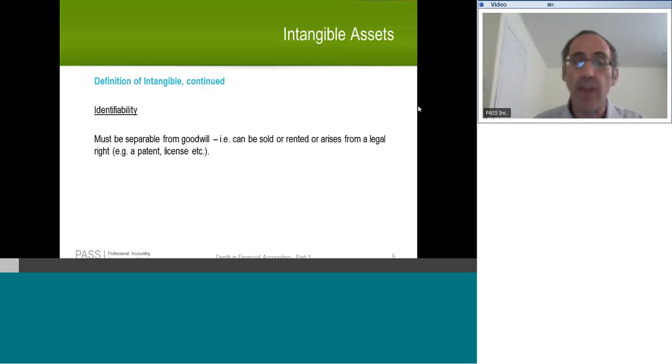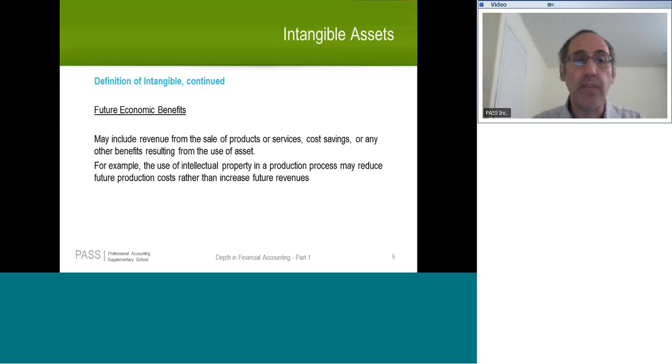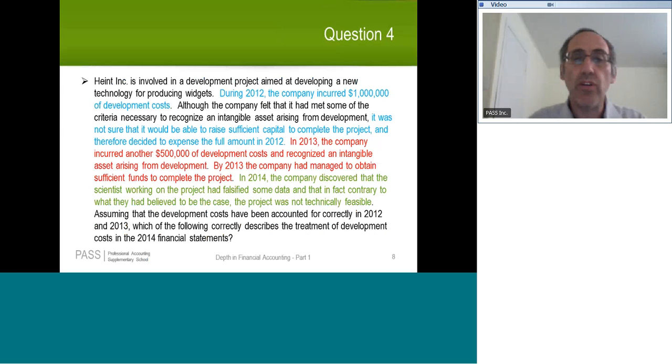What I'd like to do now is skip through some of the lecture and take a quick look at a multiple choice question. Typically, I would give students time in each class to work on multiple choice questions, and then we would take it up together. Here's an example of a multiple choice question on intangibles.